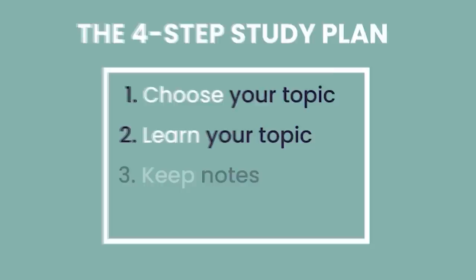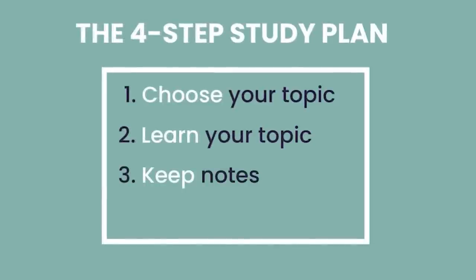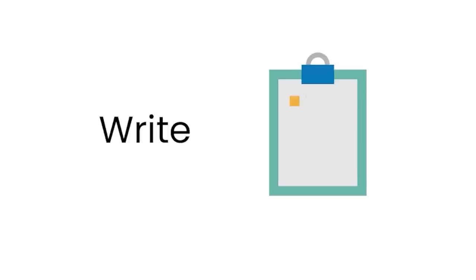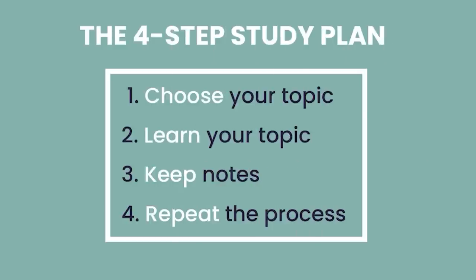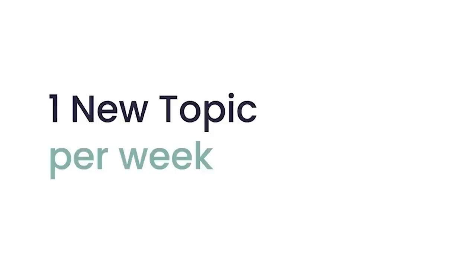So step 3, record everything that you've learned about that topic. Get a notebook and start writing down the important points you learned on that topic. And when you're playing poker, write down the hands you played relating to that topic and review them later. And then step 4, simple, rinse and repeat. So you're just gonna repeat this process with a new topic every week.